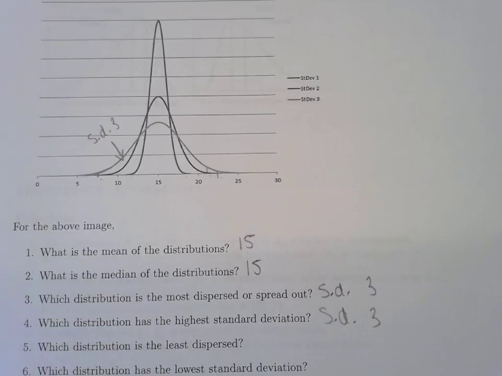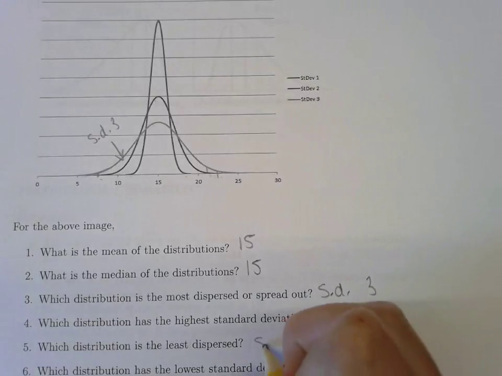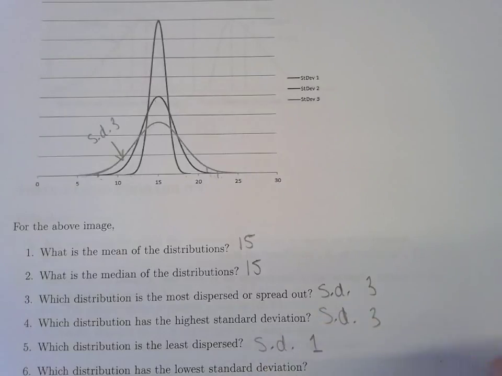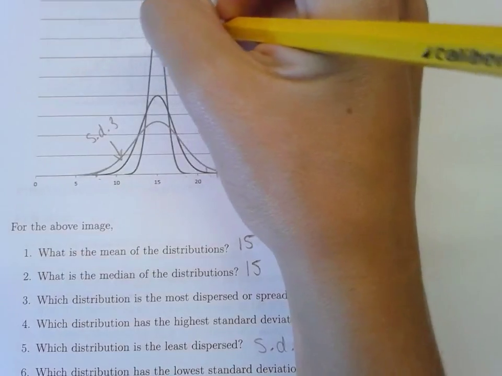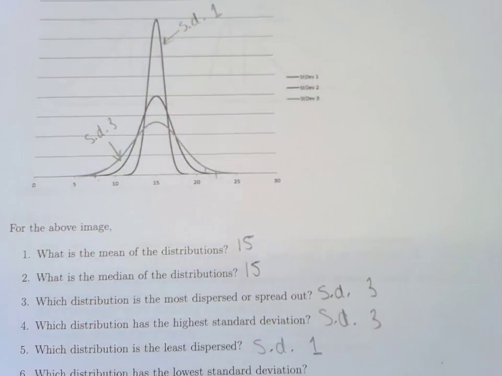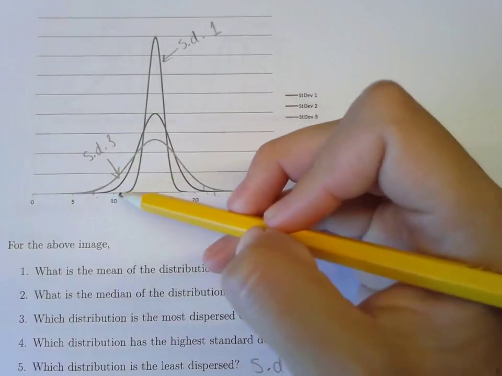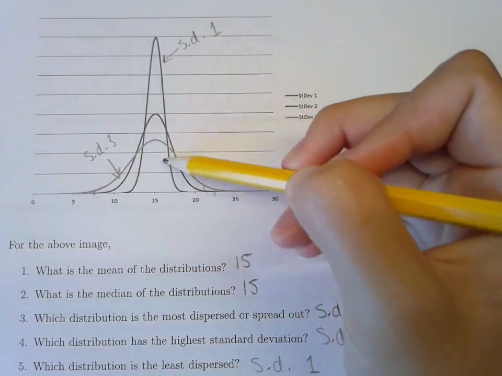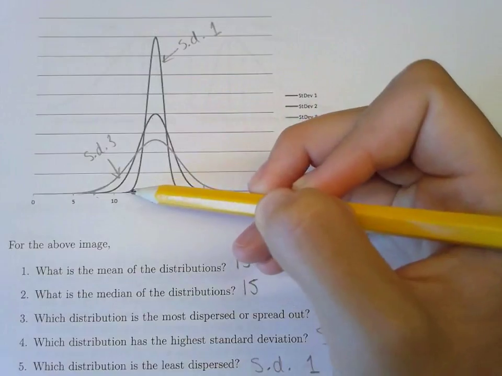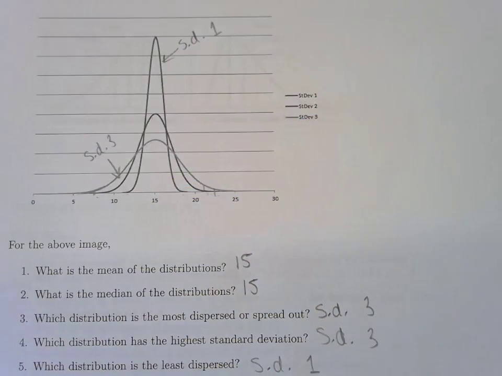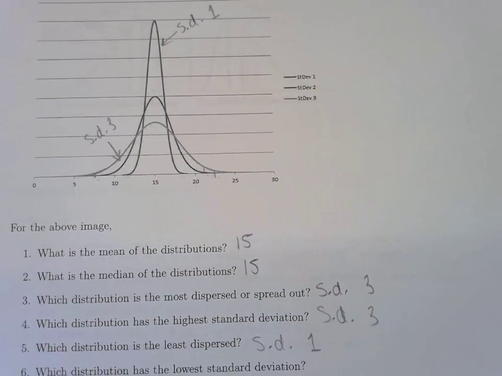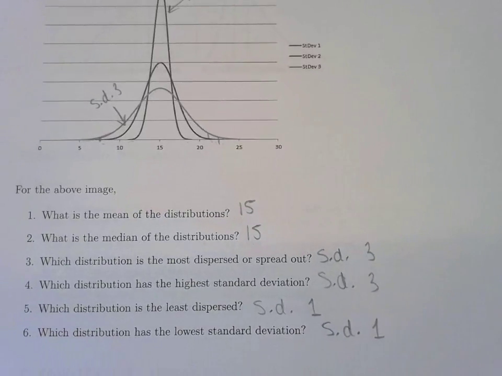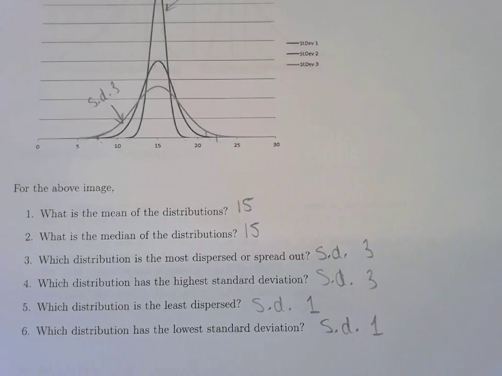Number 5, which distribution is the least dispersed? That's going to be the standard deviation of 1, which I'm going to label as standard deviation of 1. You can see this first one here, this highest one, has less data. It's less spread. And then number 6, which distribution has the lowest standard deviation? Again, that is standard deviation of 1.